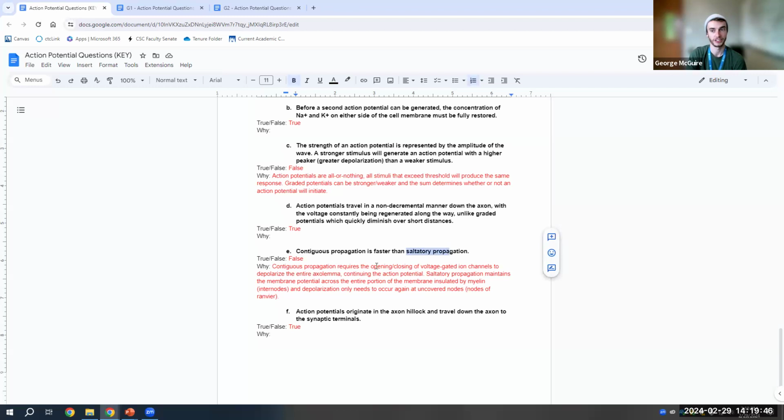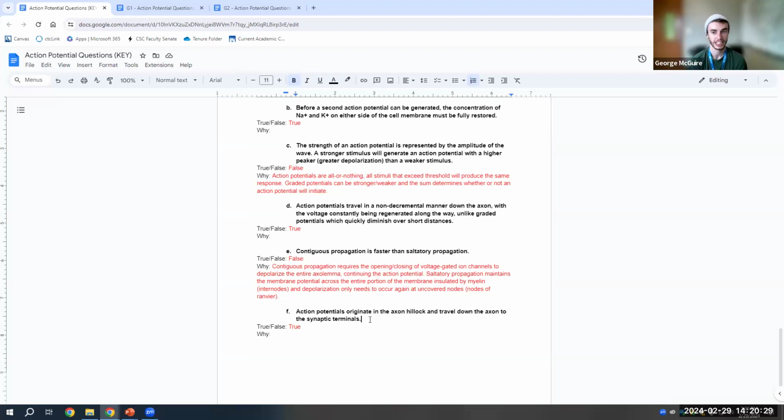So saltatory propagation is our fastest movement. Contiguous propagation is much slower. That is describing basically doing all of that depolarization along the entire membrane. So contiguous propagation requires the opening and closing of voltage-gated ion channels to depolarize the entire axolemma, continuing the action potential. With saltatory propagation, we get to maintain that membrane potential across the entire portion of the membrane that is insulated, and depolarization only needs to occur at the nodes. So much less needs to occur to allow that action potential to continue to travel.